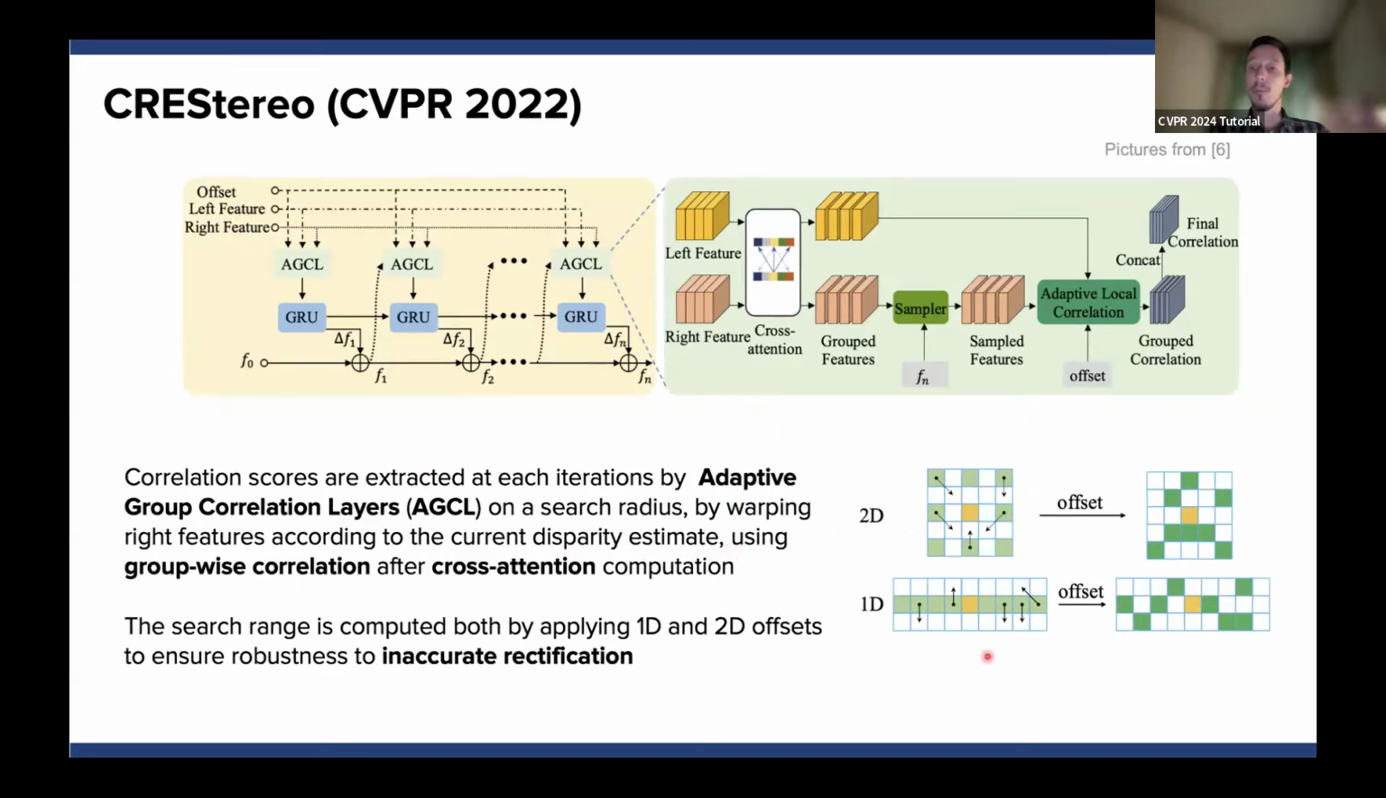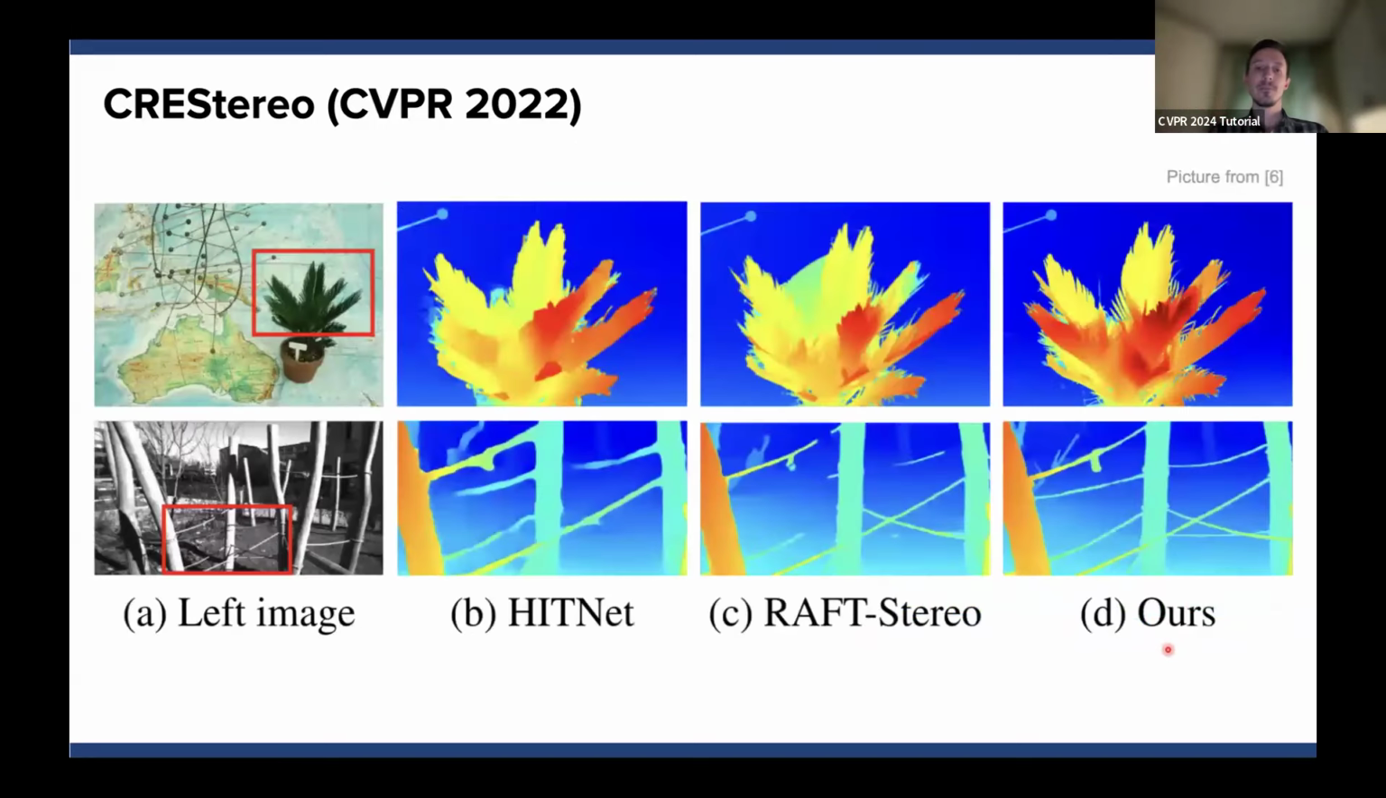Furthermore, in order to be robust to miscalibration of the stereo camera or inaccurate rectification, the cost volumes were also built by taking into account some vertical shifts along the horizontal axis. This means if we have imperfectly rectified images in which the pixels are not exactly on the same horizontal line, well, the cost volume will still be meaningful because we are taking into account these possible shifts.